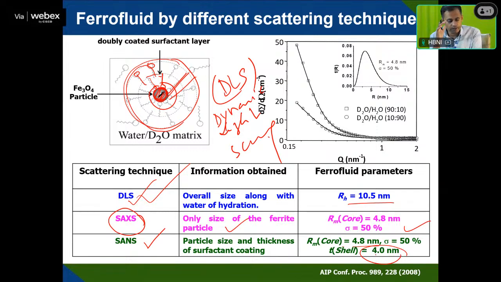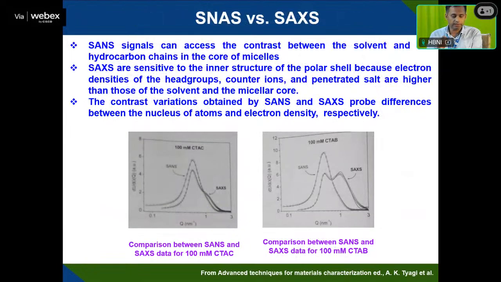So by the normal light scattering study you are able to get the whole size, but with the combination of SAXS and SANS, you can get the information of the core-shell structure using scattering techniques. Another example I have given here is the CTAC molecule, that is cetyl trimethyl ammonium chloride, or cetyl trimethyl ammonium bromide, CTAB. This is ammonium chloride and this is ammonium bromide. Here is chlorine and here is bromine. Since bromine is a bigger atom, it is a high-Z material.